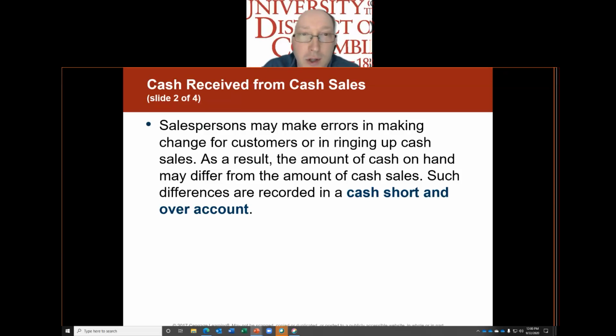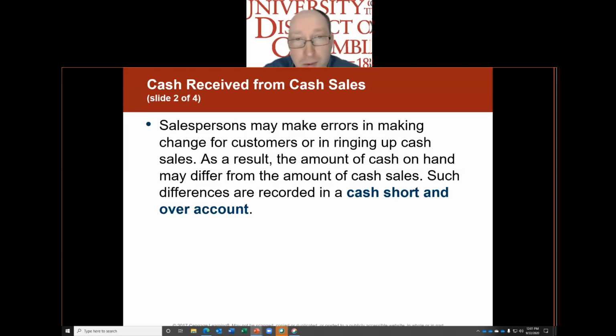Okay, so let's talk a little bit more about the cash process. Salespeople make errors. They might charge customers too much or not charge them enough. As a result, the amount of cash on hand might be different from the cash sales. This difference, we call it an over or a short, right? This goes back to what Lakeisha was telling us earlier about her experience with her drawer being over or short.